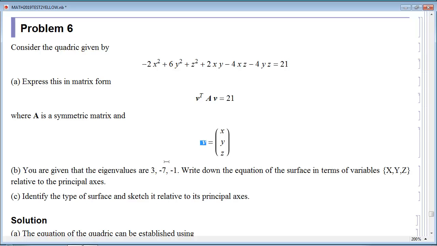And we're told that the eigenvalues are -3, -3, -7, -1. And we're asked to write down the equation of the surface in terms of variables big X, Y, and Z, which are relative to the principal axes. And then we're asked to identify the type of surface and sketch it relative to its principal axis. So here's how we go about solving that.